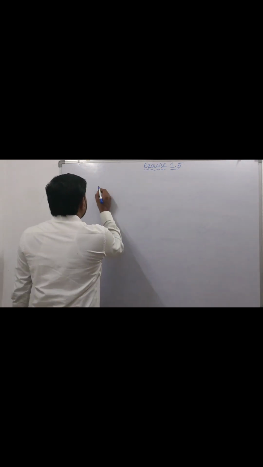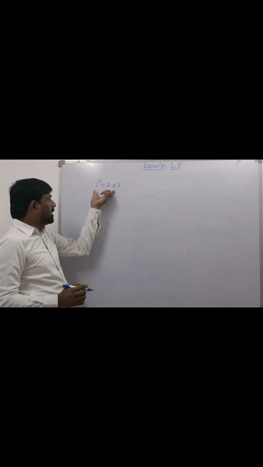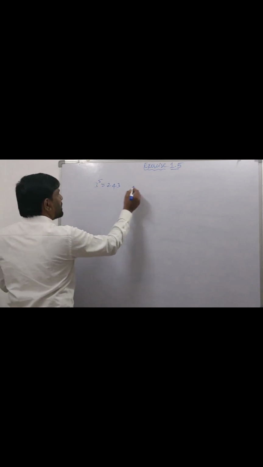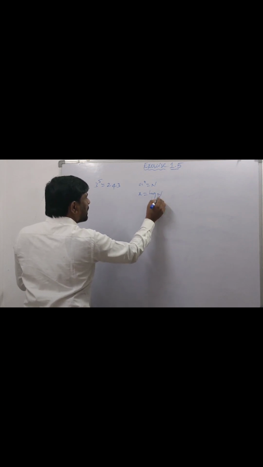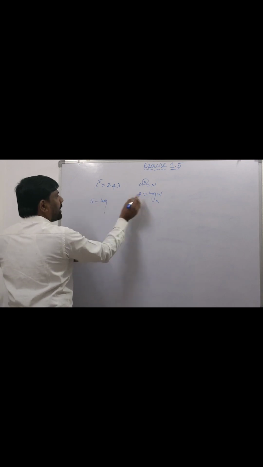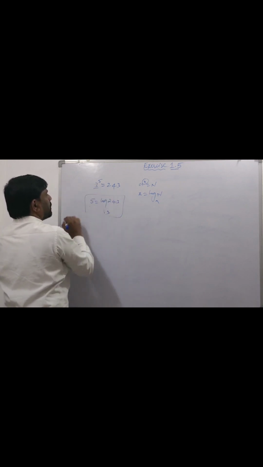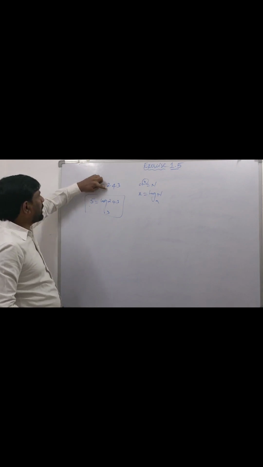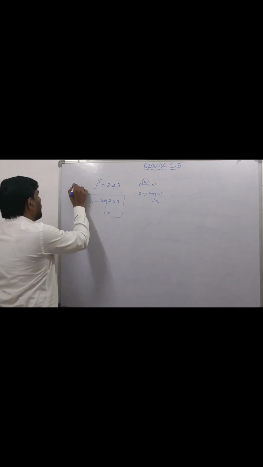It's very simple. Let us cross check with an example. I am writing 3 to the power 5 is equal to 243. This is the exponential form. If I want to write this in logarithmic form, if a power x is equal to n, then x is equal to log n to the base a. So 5 is equal to logarithm of 243 to the base 3. So this is the logarithmic form of this exponential form. The logarithmic form of 3 to the power 5 is equal to 243 is 5 is equal to log of 243 to the base 3. Clear?